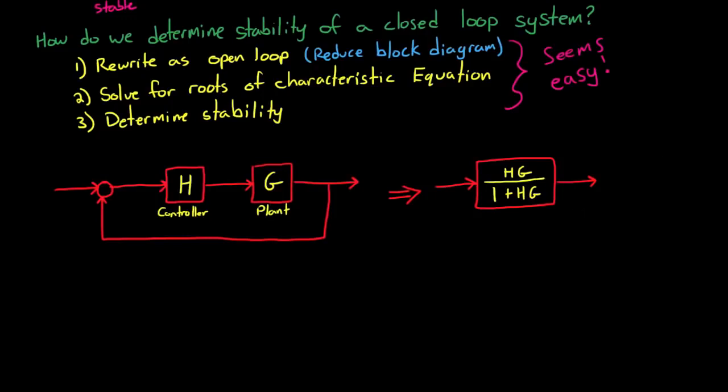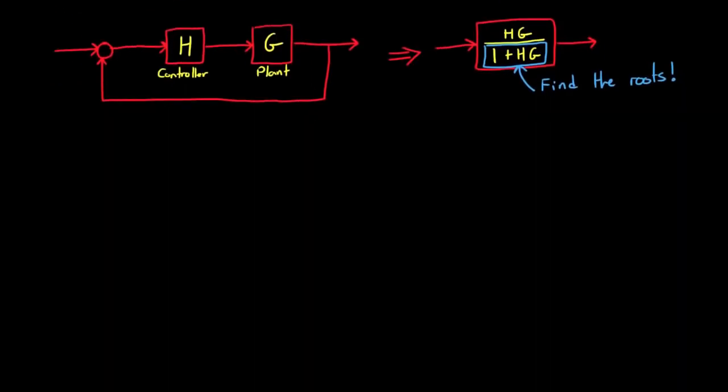But stability is still found by looking at the open loop representation. So in this case, it's by finding the roots of 1 plus HG. So it looks like all you have to do is add 1 to the open loop transfer function and then solve for the roots. Great. So why don't we do this all the time? Why are we bothering to use tools like Bode plots or Routh-Hurwitz criterion or Nyquist plots or the root locus method? Well, the answer has two parts.